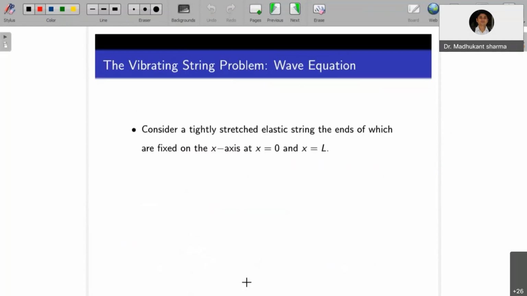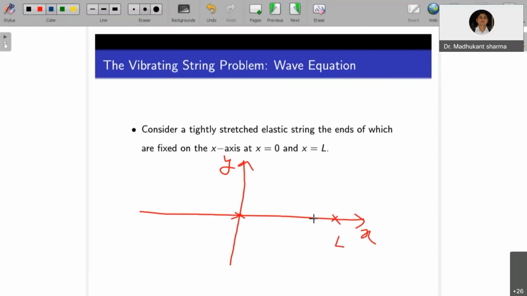So let's consider a vibrating string problem. Let's consider a tightly stretched elastic string, the ends of which are fixed on the x-axis at x equals 0 and at x equals L. So you have an x-axis here and a y-axis, x equals 0 and let's say x equals L. So let's have a tightly stretched elastic string. It will be very close to the x-axis.